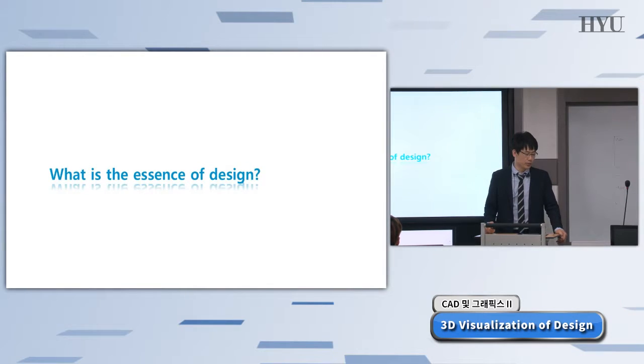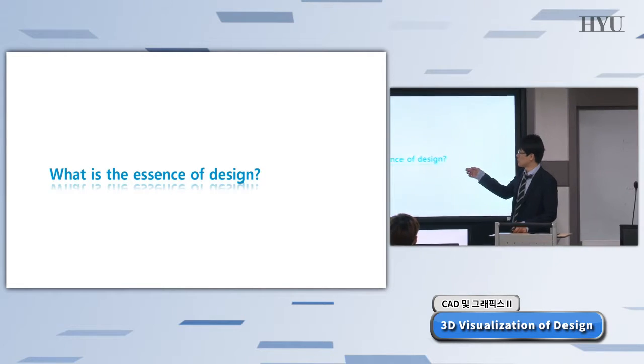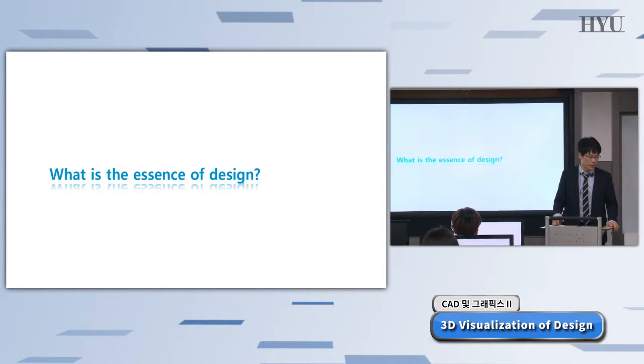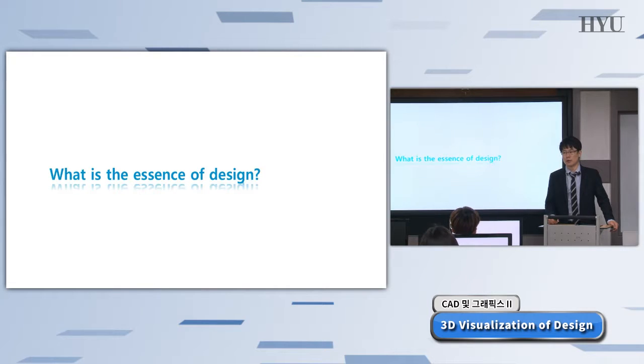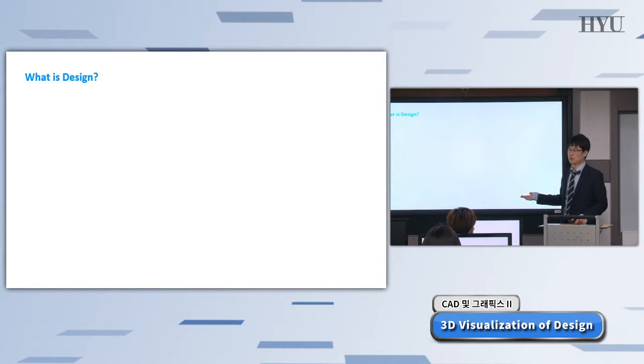Anyway, let's go back to the course material, the theoretical aspect of today's topic, okay? The first question is, what is the essence of design? Simply put, what is design? That's the question. So how do we define design? That's the first thing we need to figure out.